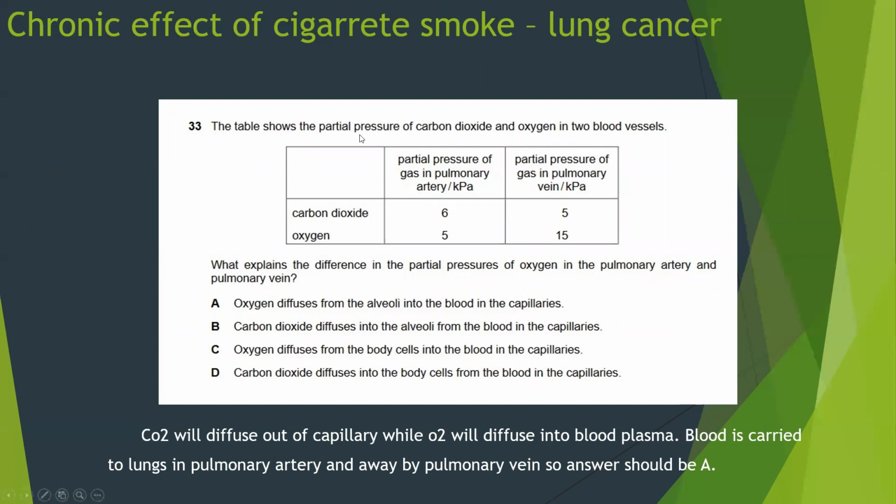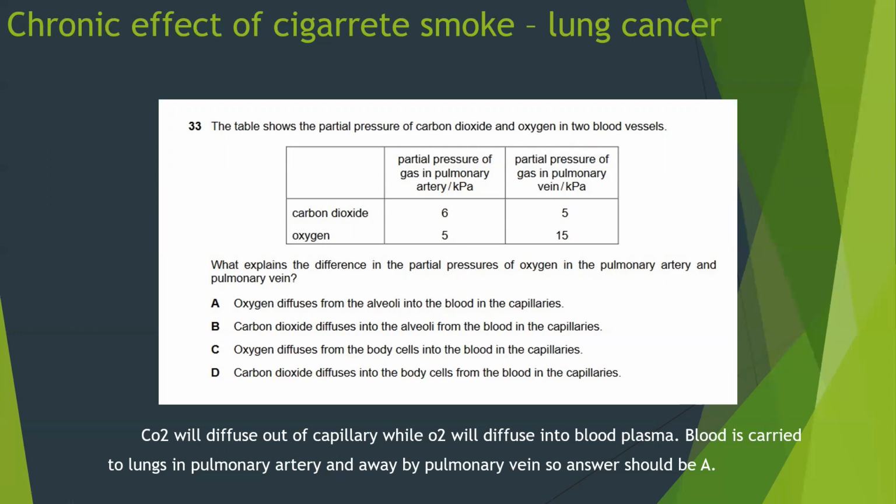So we can see here that the partial pressure of gas in the pulmonary artery is 6 for carbon dioxide and 5 for oxygen, and in the vein, carbon dioxide is 5 and oxygen is 15. So the partial pressure of oxygen in the vein is much greater, right? I'm trying to recall what the pulmonary artery does and what the pulmonary vein does. We know that the pulmonary artery brings blood from the heart to the lungs, and the vein carries it away and takes back the oxygenated blood.